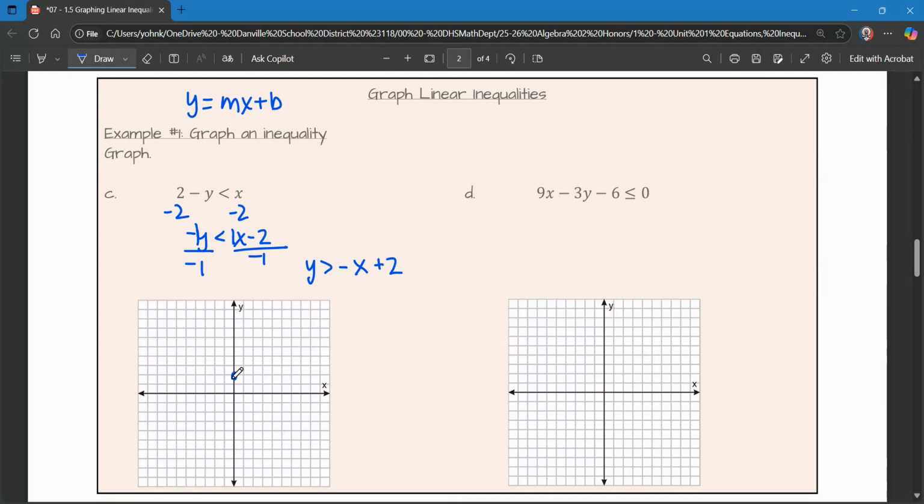This means we start at 2. Our slope is negative 1 over 1. So you're going to go down 1 over 1, down 1 over 1. You could keep doing this as much as you wanted. You could also go up 1, left 1 if you wanted and continue that. But it's going to be a dashed line because there's no equality to it. And then go this way. It is greater than, so it is above. So if this is your line, above is here.